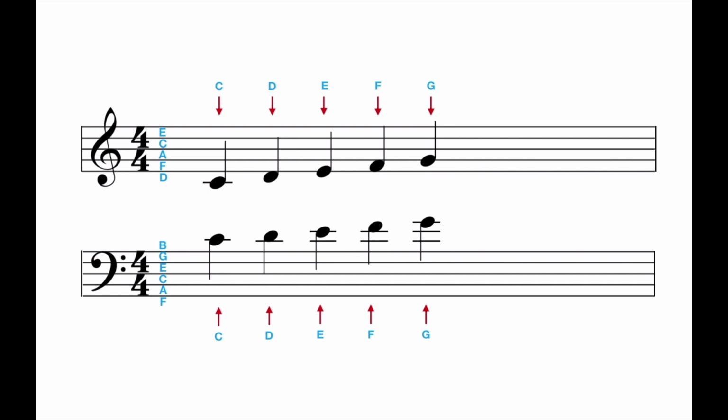But what you might see is this. So now the treble clef is starting an octave higher, C, D, E, F, G, and the bass clef is starting from middle C, C, D, E, F, G. And this is a great example of when ledger lines are needed and used.